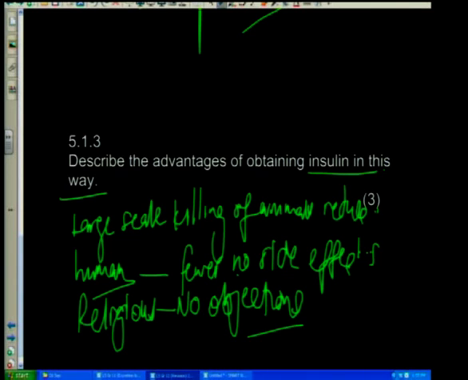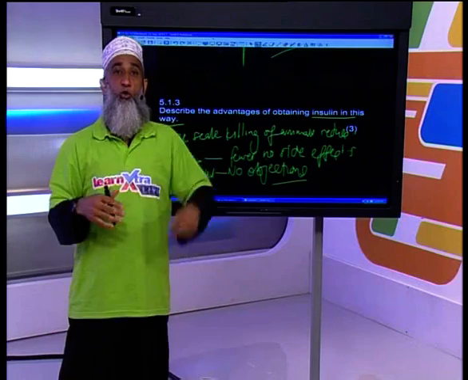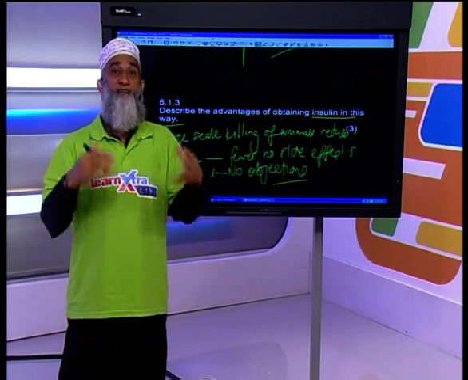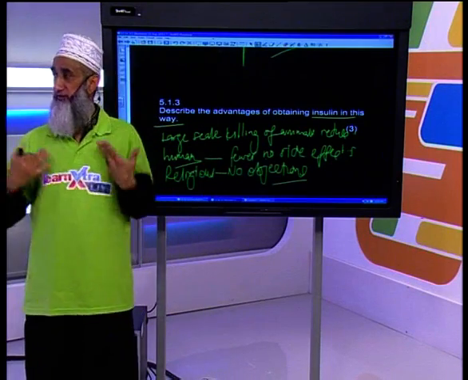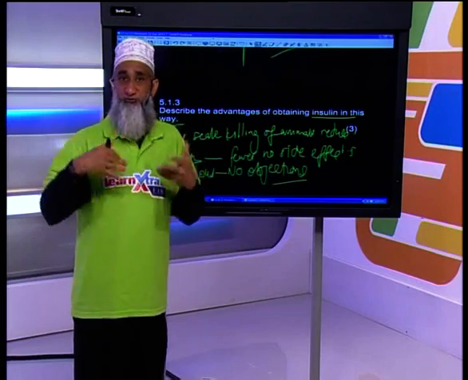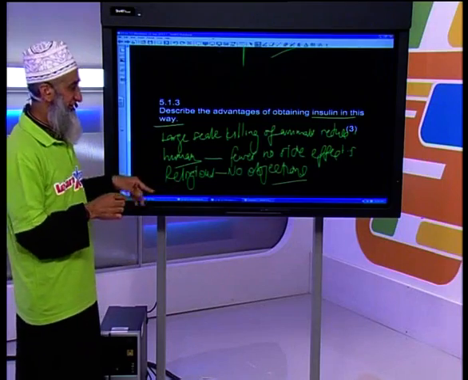Because we're using human insulin and we're not using it from animals. For example, myself, I can't use anything or eat from or use any product that comes from pork or from a pig. So now, if they take insulin from the pig, I can't use it. You'd be disadvantaged. Yes. So because of that, that doesn't happen now. So these are your 3 advantages.